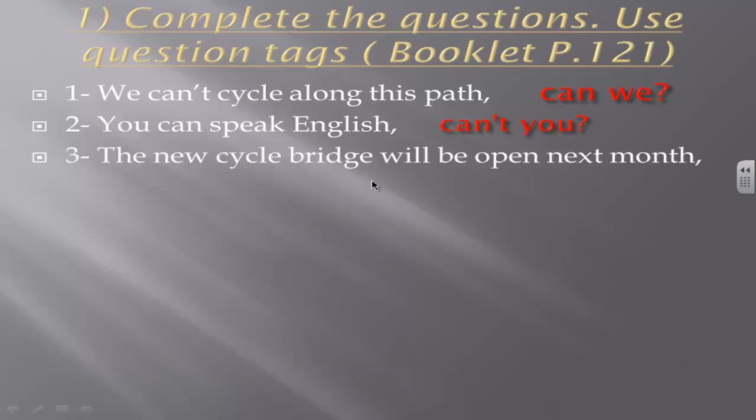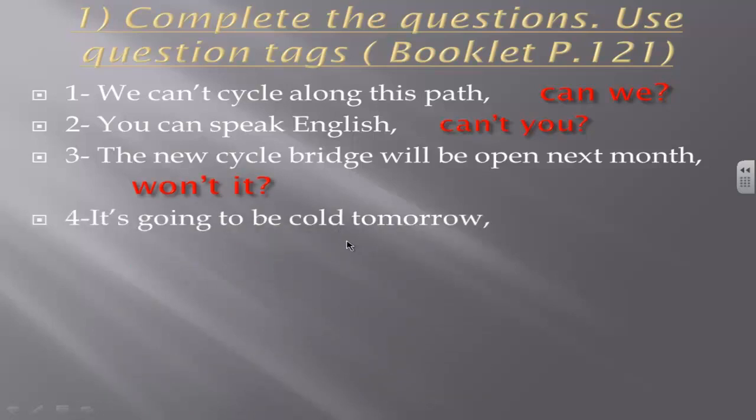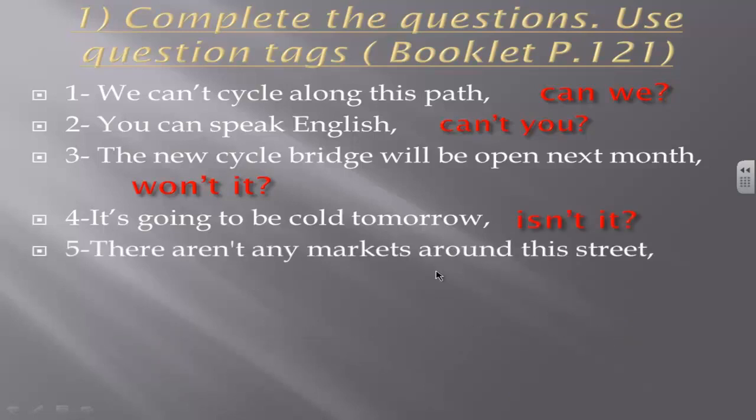Number 3, the new cycle bridge will be open next month. The verb here is will, negative of will, won't. And the subject here, the new cycle bridge, is it. The answer will be won't it. Number 4, it's going to be cold tomorrow. The verb here is is, negative of is, isn't it. Number 5, there aren't any markets around this street. Negative of are, the answer will be are there.